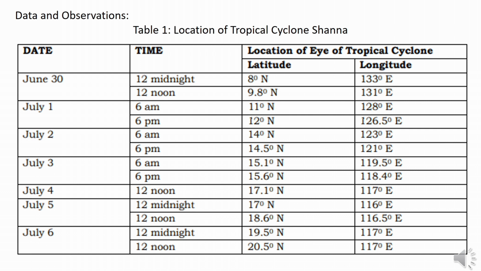Using the latitude and longitude in the table, we are able to track the location of the typhoon at a given time. In knowing this, we will be able to forecast if our location is in the path of the typhoon. Using the data in Table 1, plot the day-to-day location of the tropical cyclone Shana on the map showing the Philippine Area of Responsibility. Mark each location with a dot. Connect the dots to track the cyclone from June 30th to July 6th.